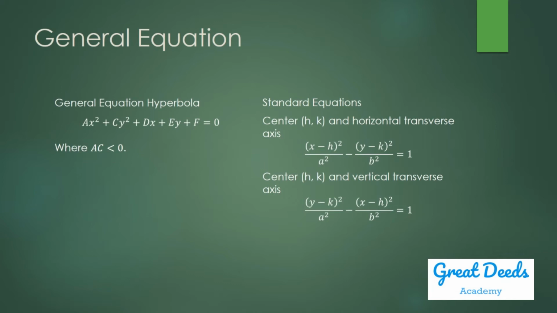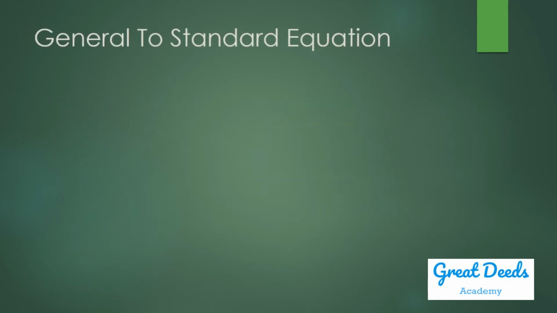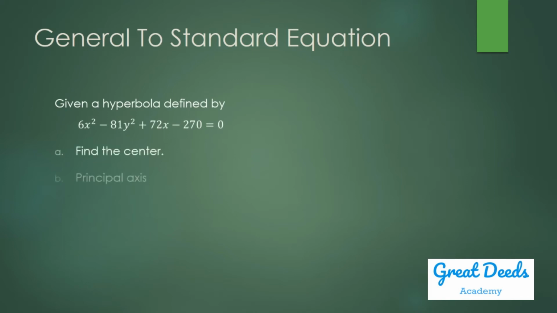So you know what's going to happen next. We had done many of this before. We are given an equation of a hyperbola in general form, for example, this one. How can we tell what is the center, what is the principal axis, and what are the vertices? So we will convert this to standard form.